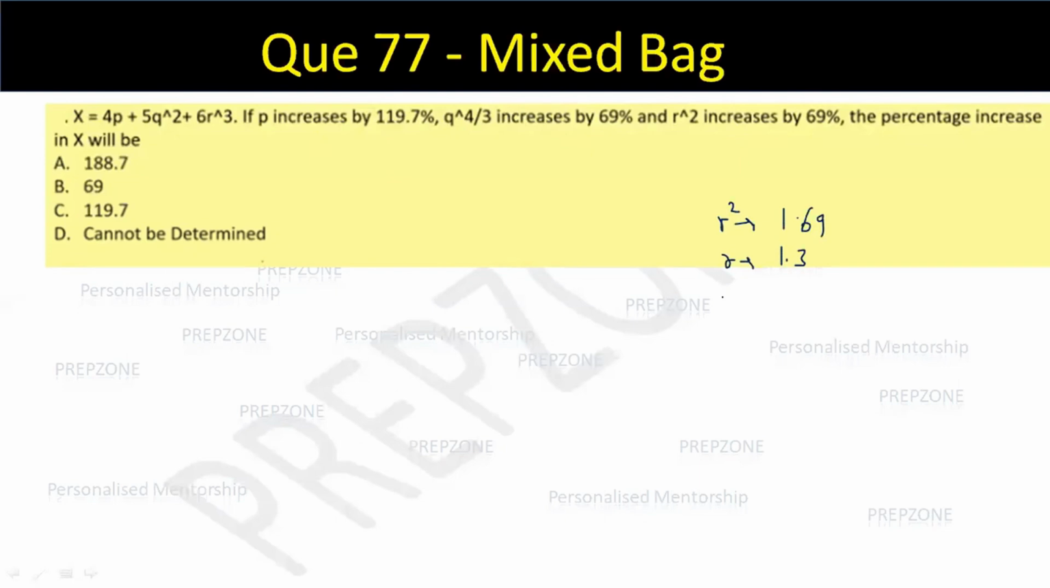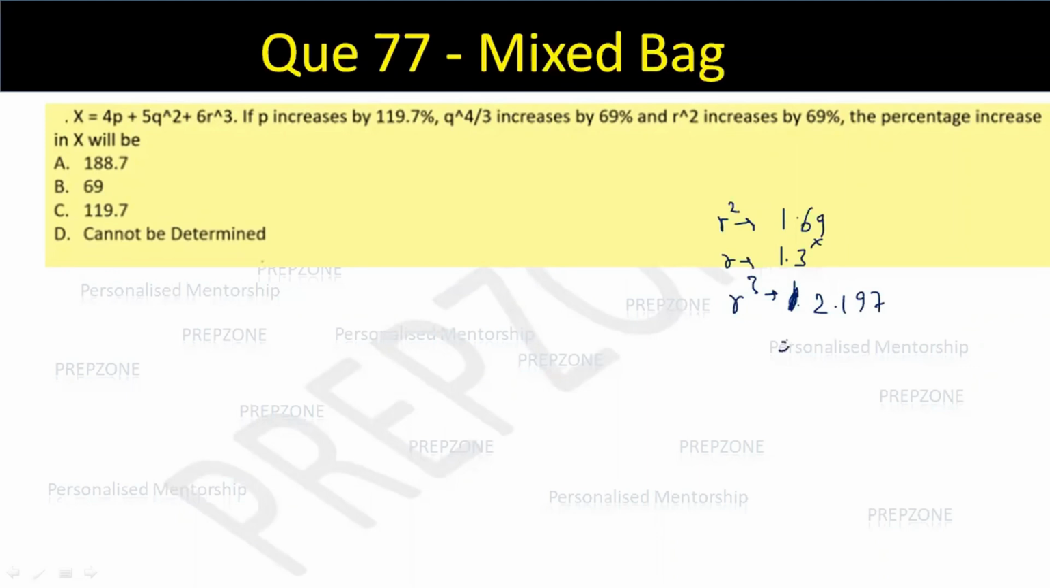13 cube, 2197. So it should increase by 2197. Then R cube will be what? 1.69 into 1.3. Simply a multiplication of these two, which is what? कितना था ये? 2197. 2.197. Good. So it is increasing by 119.7%.